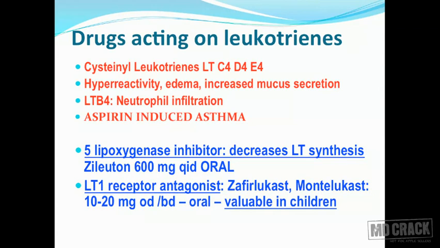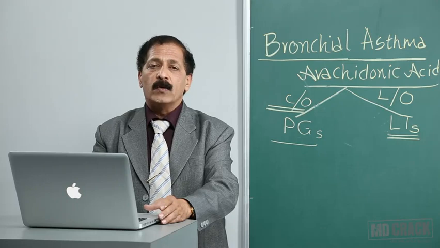What's the importance of zafirlukast and montelukast as well as Zileuton? The importance is, if you have a child suffering from bronchial asthma, it's very difficult to train a child to use an inhaler. This route of administration especially poses problems when you want to use an inhaler for children. These drugs are available by oral route of administration, and that becomes very valuable as far as managing bronchial asthma in children.